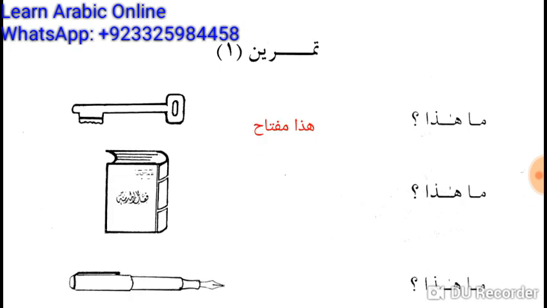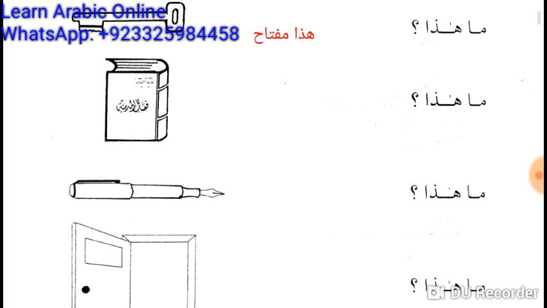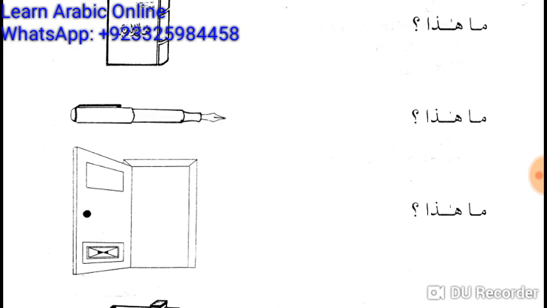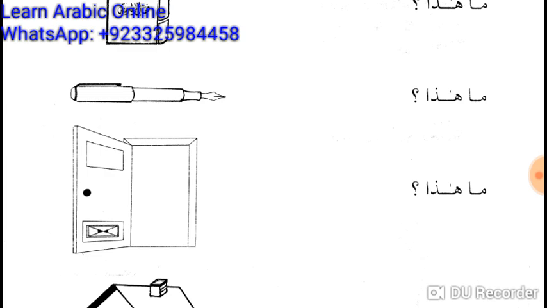Next we have Tamrinun Awal, first exercise. So here we have questions. We will answer these questions according to the picture. Mahaza, what is this? Haza miftahun, this is a key. So similarly answer all of the questions. This is the tough part. Okay. Mahaza. Haza miftahun. Haza kitabun, good. And mahaza. Haza kalamun. Good.